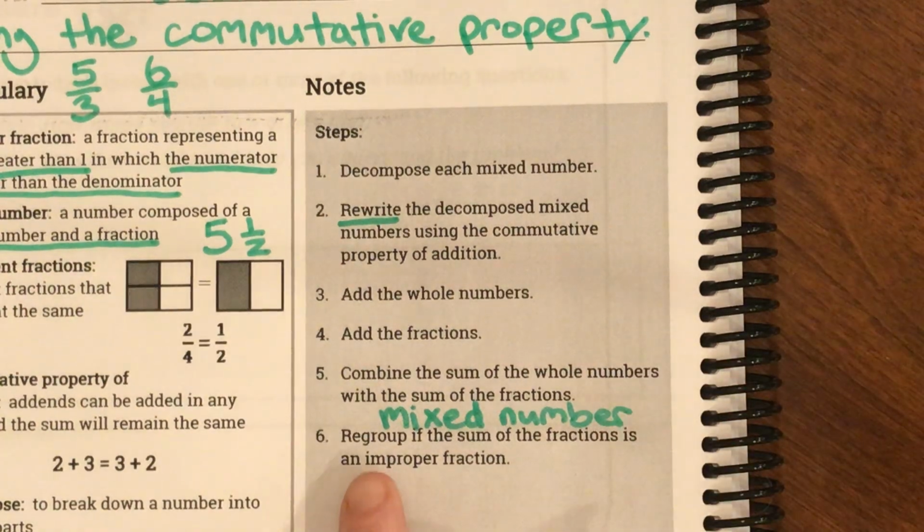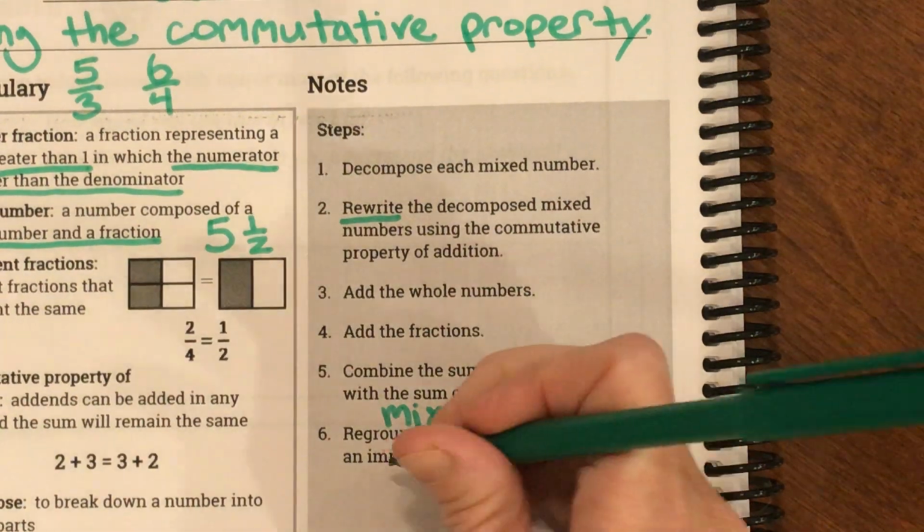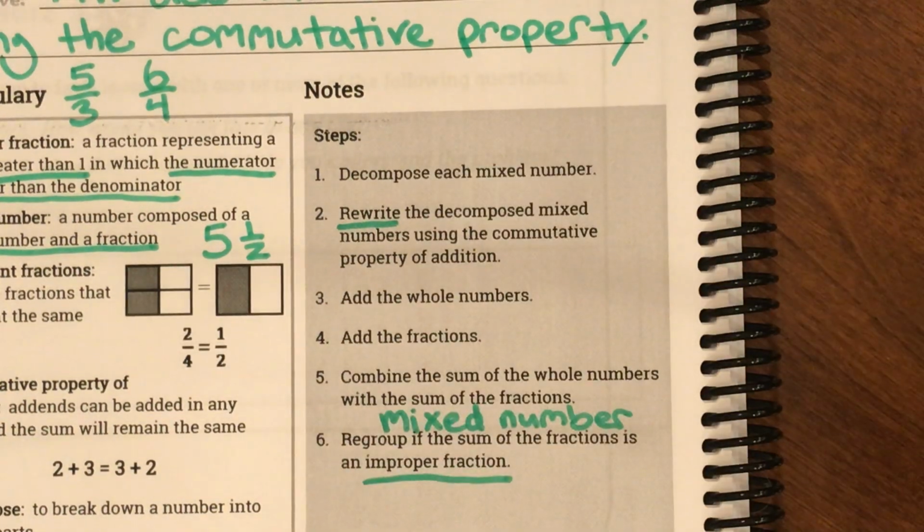Then it says I'm going to combine the sum of the whole numbers with the sum of the fractions. So pretty much I'm going to put these together to make a mixed number. That's what I'm going to be doing on number 5, is I'm going to make a mixed number. Okay, and number 6 is really important. Number 6 says regroup if the sum of the fractions is an improper fraction. So we can never leave our answers as improper fractions. So we're going to have to regroup if we see that. Okay, as I'm doing mine, I want you to have your steps out so you can follow along and see that I'm going to just follow these steps.